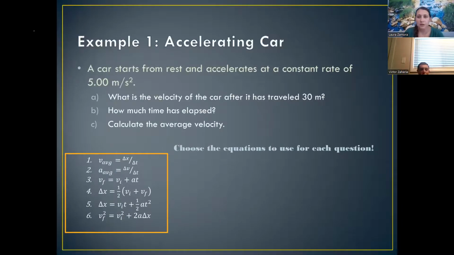So we're going to do an example using these equations, and I have them numbered off to the side now, just so I can really quickly refer to equation 6 or equation 3 or whatever equation we're using. So, a car starts from rest and accelerates at a constant rate of 5 meters per second squared. Okay, so there are a couple of key bits of information here just in that problem statement itself that we're going to want to make note of as we go through these problems.